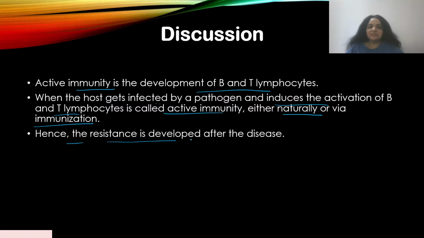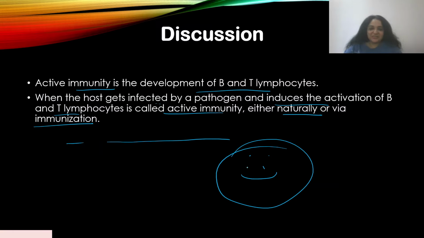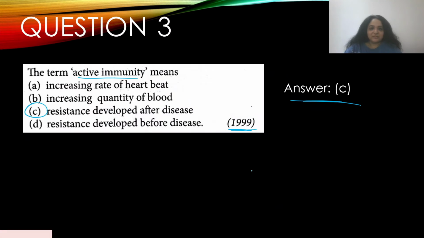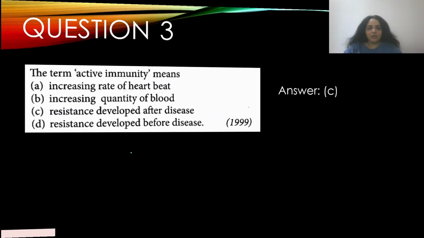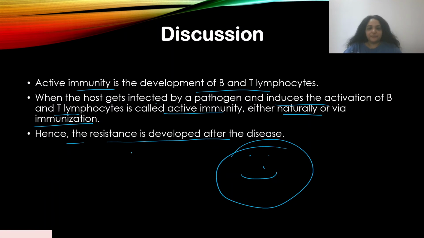Hence the resistance is developed after the disease. So this was a good question. It kind of confused you whether it's before or after. Just remember, active means the lymphocytes are now working for themselves. They're not just being given to us. So this deserves a smiley face. But have you answered the question properly? The term active immunity means resistance developed after the disease. Okay, let's move on then.